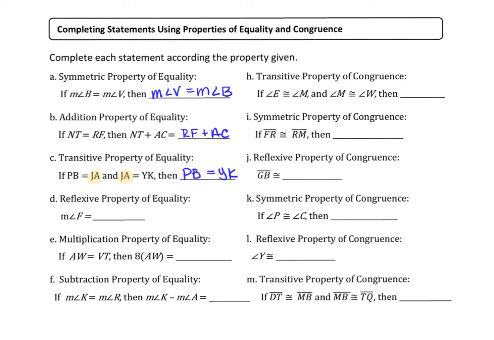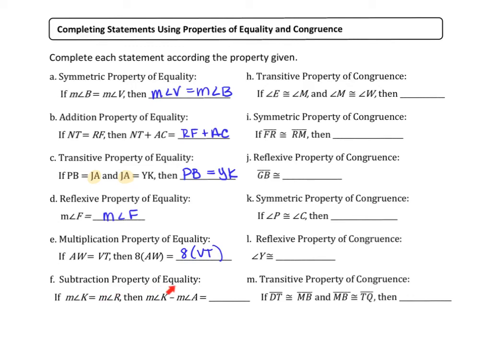Let's look at letter D, reflexive property of equality. This one should be super easy. It's just the same thing written over. Measurement of angle F. Letter E, multiplication property of equality. So remember, multiplication property of equality means you're multiplying both sides by something. So what would you fill in for the rest of the statement? It would be 8 multiplied by VT, since the 8 is multiplying the AW.